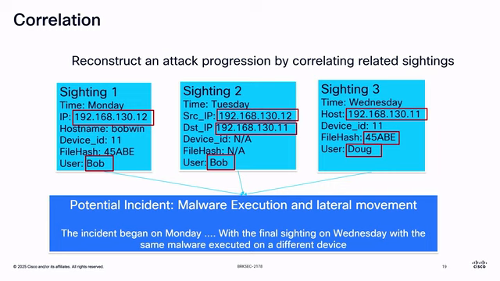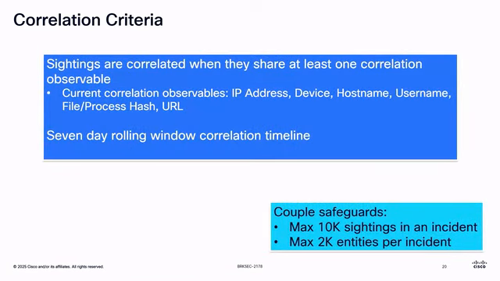So ultimately, you end up with a story that has evolved through time. It says the incident began on Monday involving this IP address, this user, this file hash, with a final sighting on Wednesday involving the same malware executed on a different device. Right? So we're largely correlating on noun data extracted from the sightings from the different aggregates. So the general correlation criteria: the sightings are correlated when they share at least one correlation observable. It is a 7-day rolling window of a correlation timeline currently.